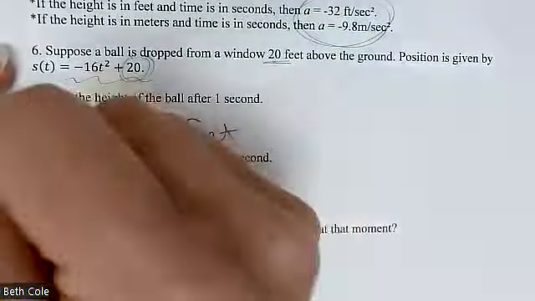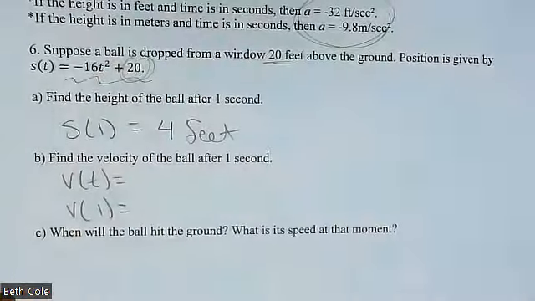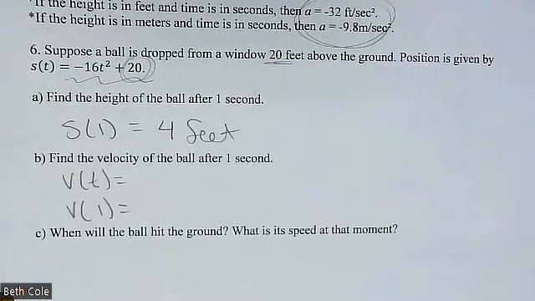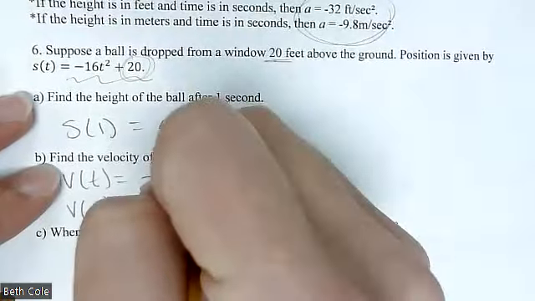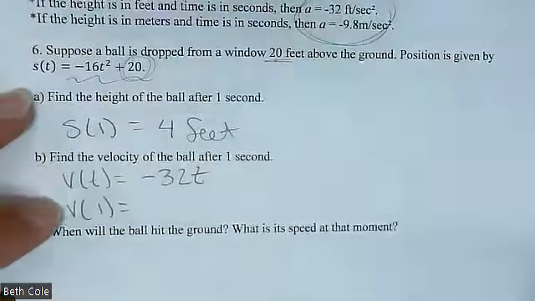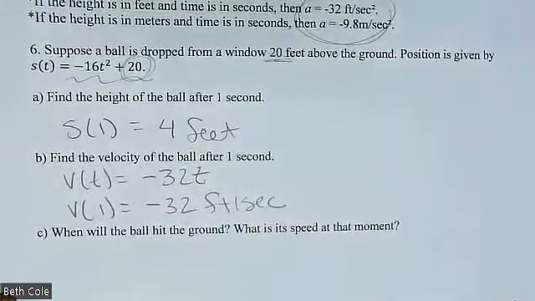Find the velocity after 1 second. All right, well, you're going to have to find velocity first and then plug in 1. Would you expect velocity to be positive or negative? Why negative? Going down, okay? So what is your velocity function? Negative 32t, and if you plug in 1, negative 32 feet per second.